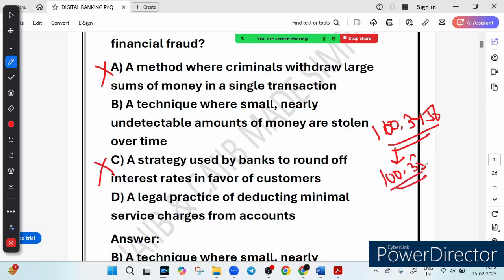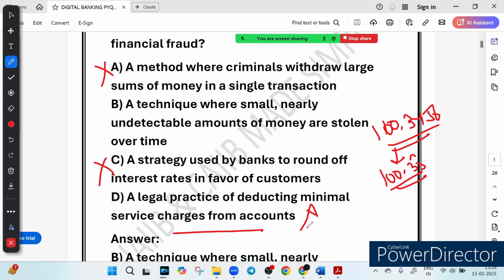And option D says a legal practice of deducting minimum service charge from the account. This is incorrect because banks do deduct service charges, but they do so transparently. If your bank charges rupees 10 as SMS alert fee, it is displayed in your statement. That is a legal deduction. But in salami slicing, these deductions are hidden and stolen without the customer's knowledge. So this option is also wrong.